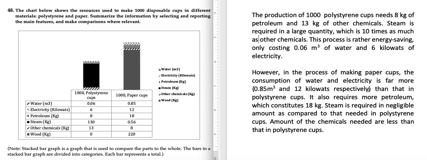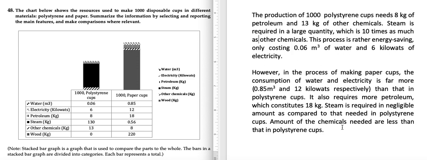Whatever we write in the brackets, if you use the brackets, then read your sentence without the bracket. It should make sense. However, in the process of making paper cups, the consumption of water and electricity is far more than that in polystyrene cups. It also requires more petroleum, which constitutes 18 kg. Steam is required in negligible amount as compared to that needed in polystyrene cups. So steam here it is 130 kg, it's just 0.556 kg.